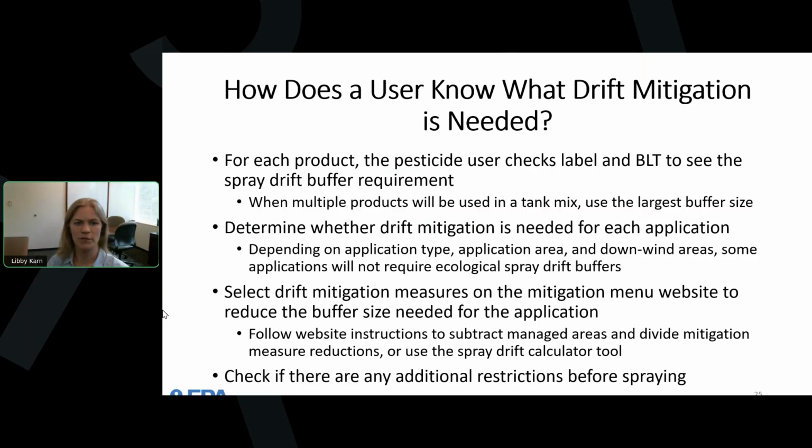Next, determine whether spray drift mitigation is needed for that specific field. Spray drift buffers are not needed for some fields, depending on the application type and what areas are downwind of the field. And pesticide users can find the complete list of these application types and areas on the mitigation menu website. If a spray drift buffer is needed, the pesticide user can select from a variety of spray drift mitigation measures to reduce the size of that buffer. Users can follow the instructions on the mitigation menu website for calculating buffer sizes, or they can use EPA's POEM tool or other calculator tools. Using spray drift mitigation measures, ecological spray drift buffers can be reduced or eliminated entirely.